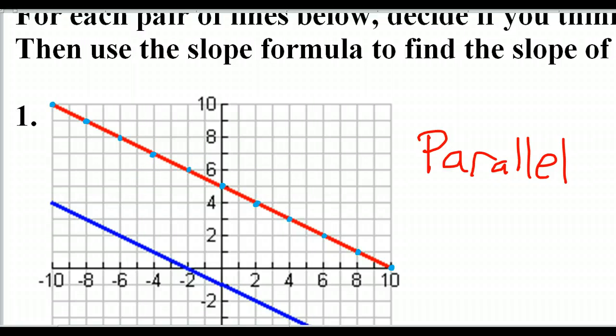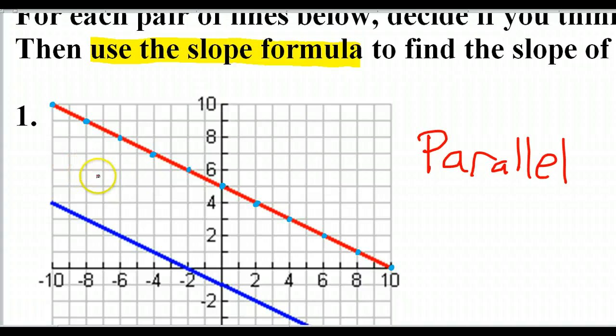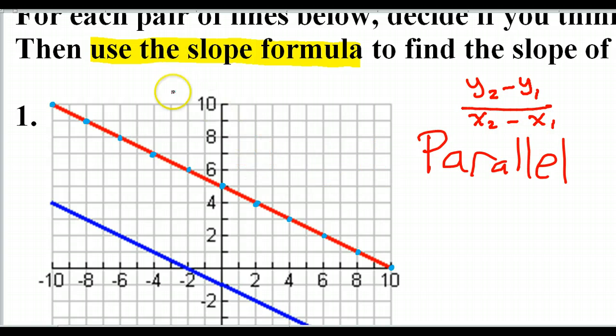Now, if we're going to do this the way the instructions say, it says to use the slope formula, then the idea would be to pick 2 points and do y minus y over x minus x, because that is the slope formula. It's like, you know, y2 minus y1 over x2 minus x1. So you could really pick any 2 points you want.